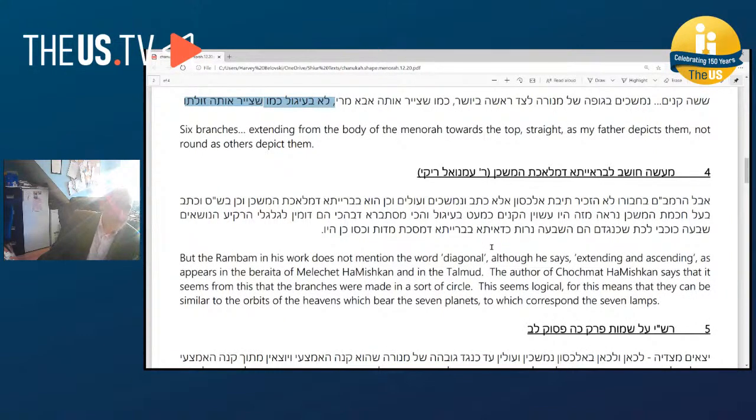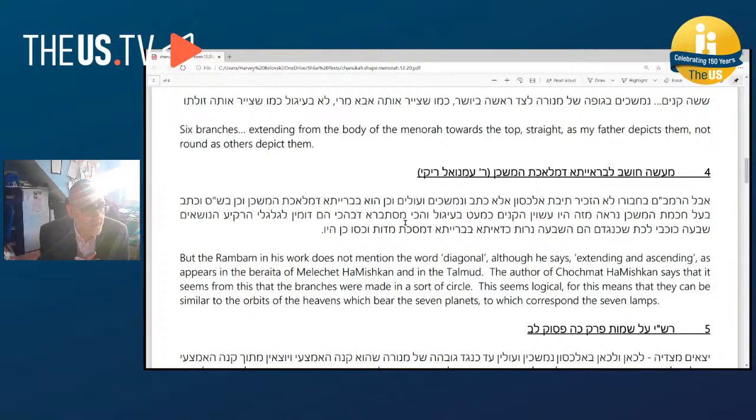And in an obscure work by someone called Rabbi Emanuel Ricci, who was an Italian late medieval commentator, he writes about the Rambam's commentary, and then we're going to move on from the Rambam. The Rambam doesn't actually mention that the arms were diagonal or straight, as Rashi does explicitly. As I mentioned, you have this word here in which Rashi explicitly mentions the notion of being diagonal. Ela kosov v'nimshochim v'olin. He actually writes they would extend and ascend. As appears in the Beraita of Melechet HaMishkan in the Talmud, in early rabbinic sources, that is a phrase which the Rambam borrowed.